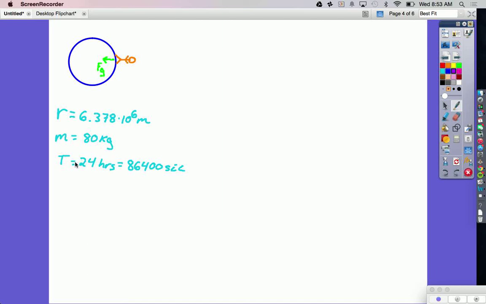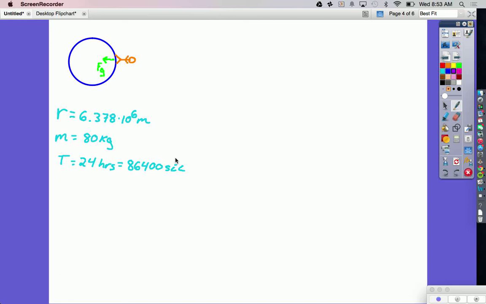Well, the Earth spins around once in 24 hours. So this little person would go all the way around the globe, basically, once in 24 hours, or when we convert to seconds, that's 86,400 seconds. Last piece of information you need in order to solve this particular problem.